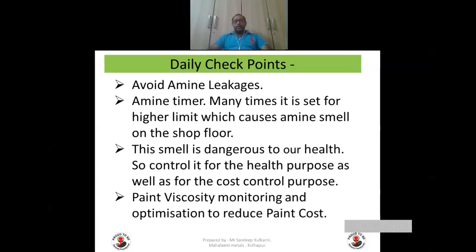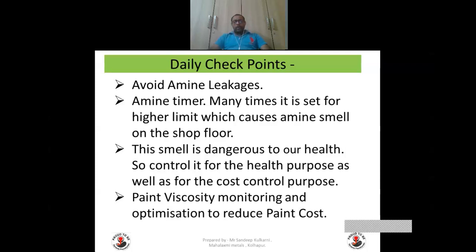Avoid amine leakages. Amine timer is very important. Many times it is set at a higher limit, which causes amine smell and leakages on the shop floor. The smell is dangerous to our health, so control it for health purposes as well as for cost control purposes.